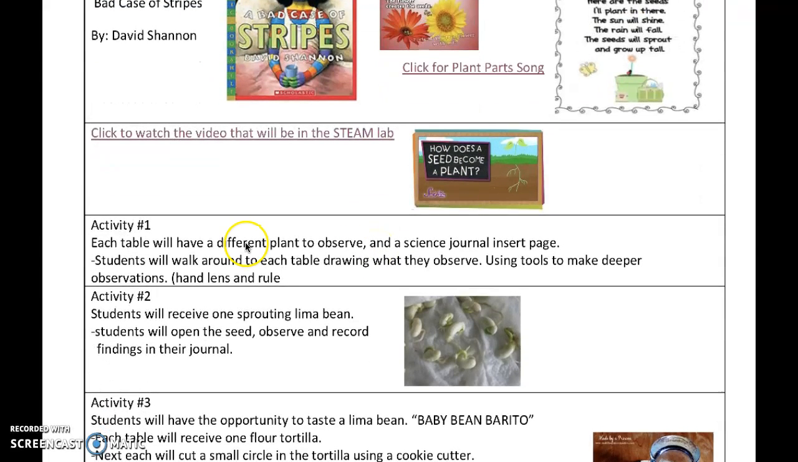The first activity, each table will have a different plant to observe with a science journal insert page. So each table will have 6 tables as usual. One might have a tomato plant, the other might have a lavender plant, but each table will have 4 of that one. So there will be a lavender table with 4 lavender plants for the students to observe. The next table will have 4 tomato plants, and so on.